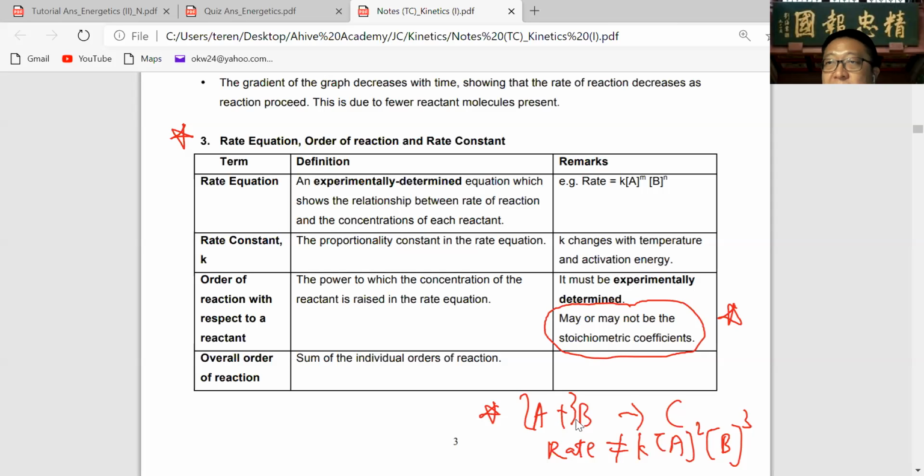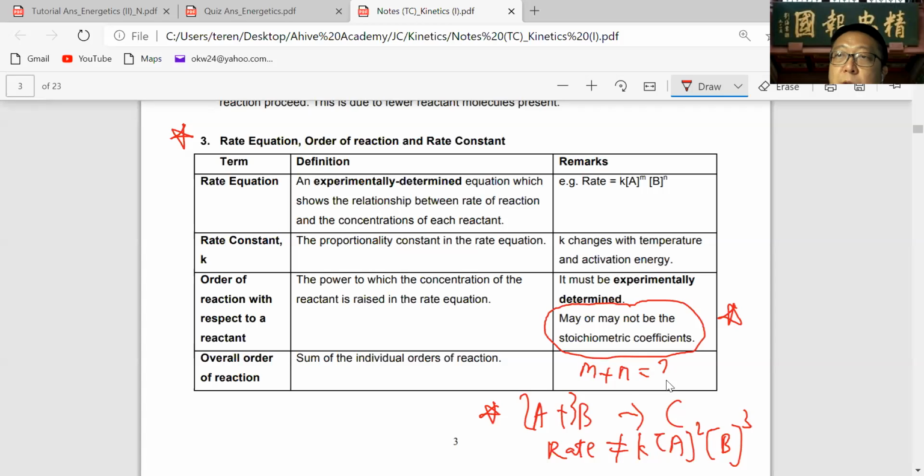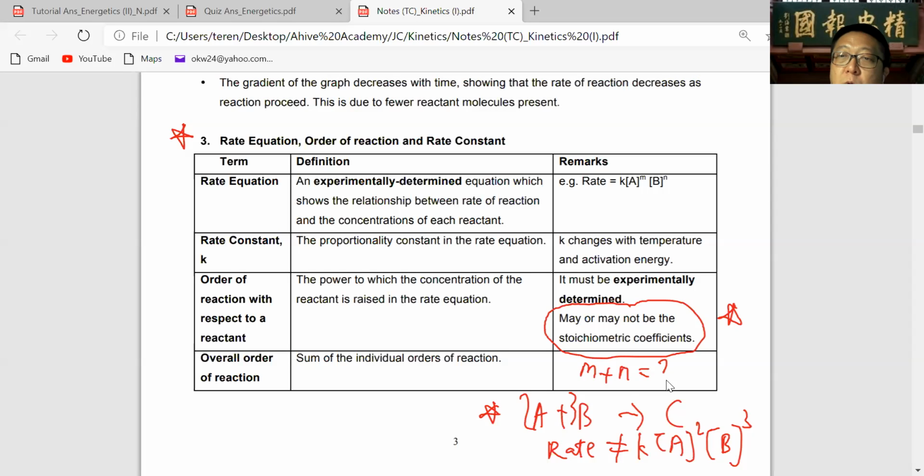Sometimes coincidentally it is equal. Coincidentally means those are very simple reactions, one-step reactions. Sometimes it's the same, so that's why we use the term may or may not. You need to experimentally determine it. So the order is the sum of the individual orders. In this case, it's m plus n. So let's say 2 with respect to A, 1 with respect to B. So overall is 3.